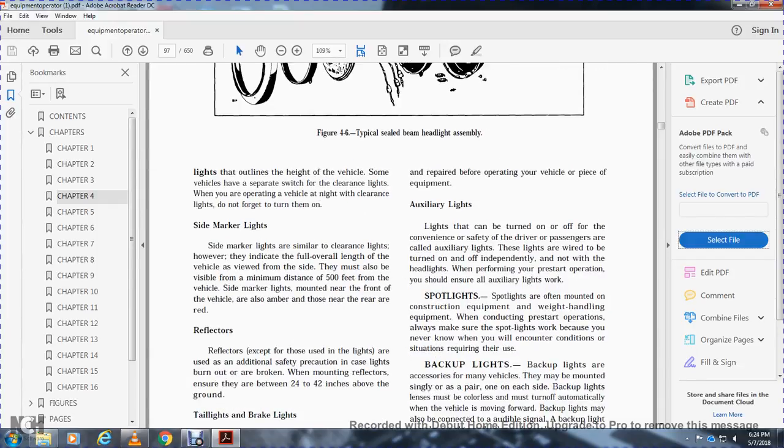Your lights are outlined with the headlights of the vehicle. Some vehicles have a separate switch for the clearance lights while operating the vehicle. Do not forget to turn them on.